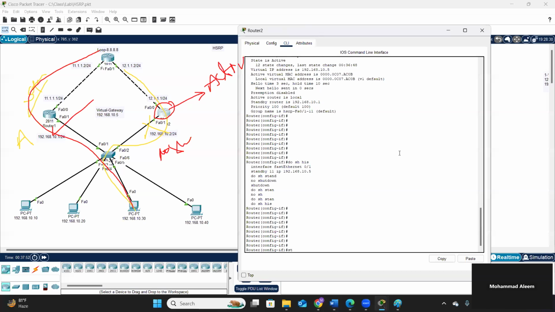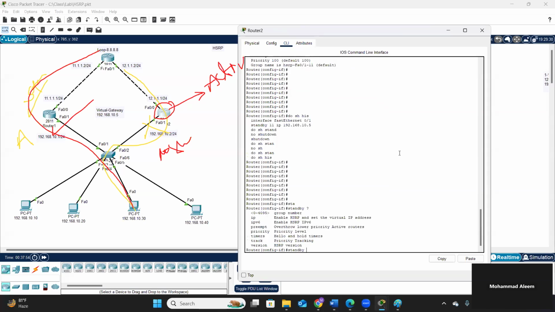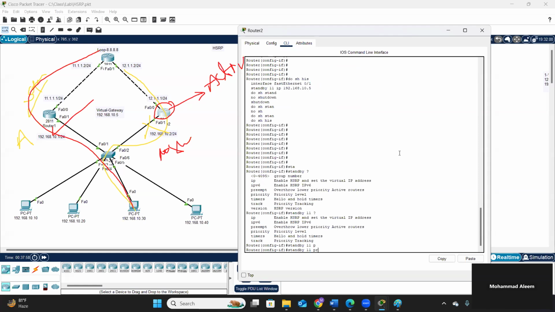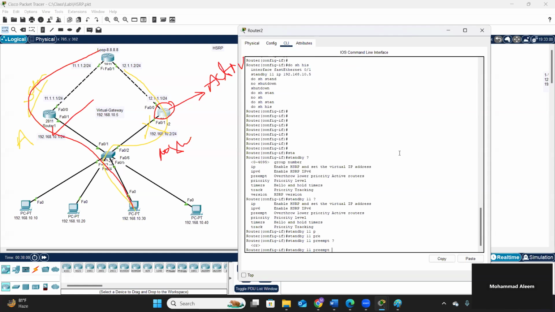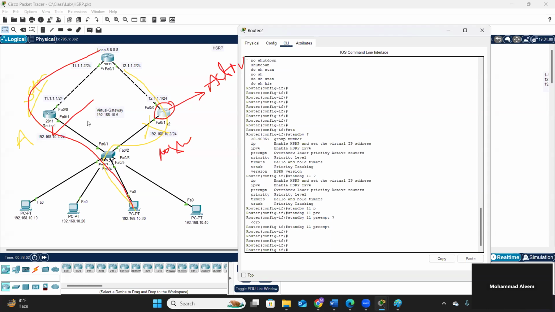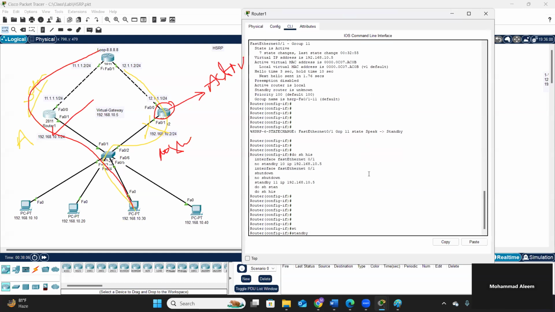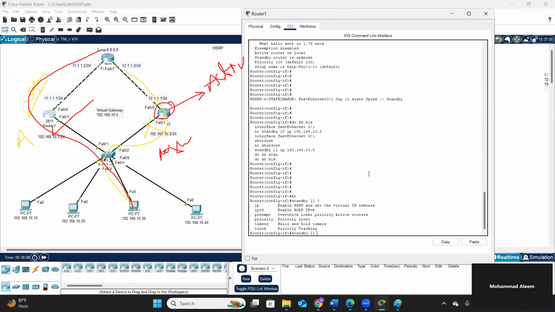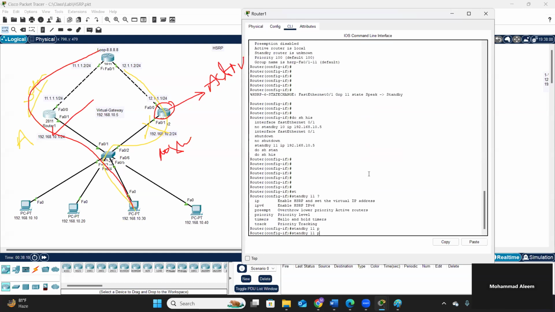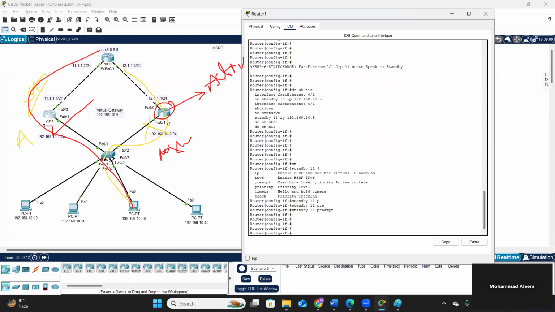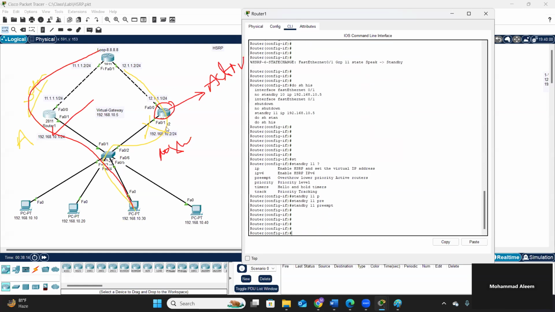So how will we enable it? Standby, give the group number and preemption. Likewise, we have to enable it on both ends. If enabled on one side, also no issue. Standby 11 preemption enabled. Okay, the LAN interface went down. We have a preemption option.